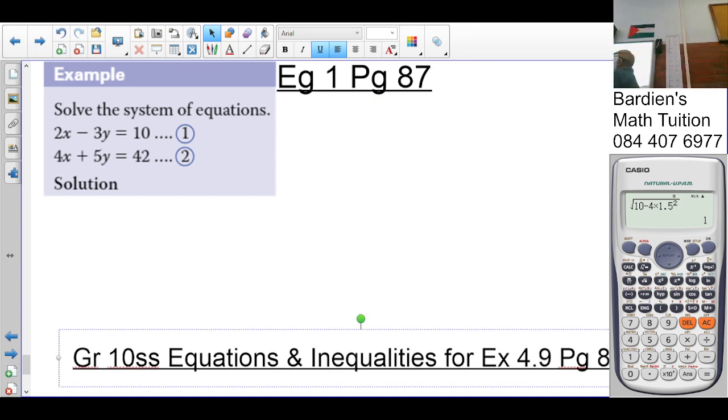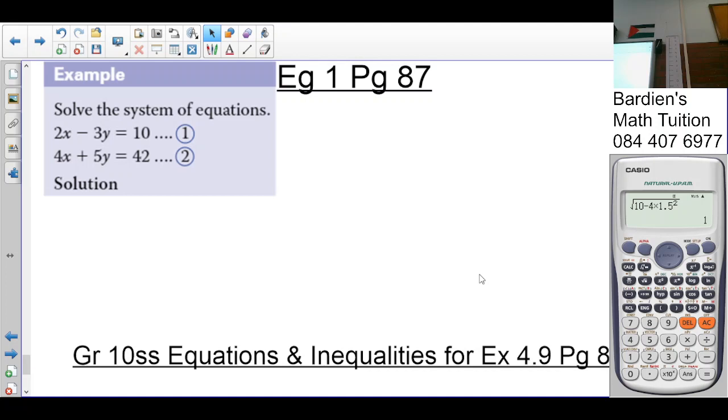But some of you wanted to use the elimination method, or I said you must use the elimination method. I probably did, but if I did, it's fine. After today's lesson, you should be able to use both methods. Why? Because the coefficients were not the same, and that was the reason. However, in example 1 on page 87, for exercise 4.9 on page 88.